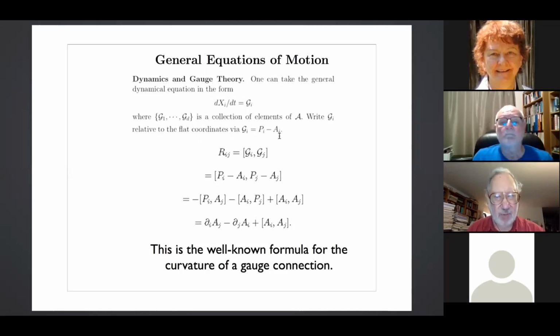And then you could ask, well, what's the curvature associated with derivatives made by GI and GJ? And you compute, and there it is. There's the formula for the gauge derivative. There's the formula for the gauge field and the generalization of electromagnetism.